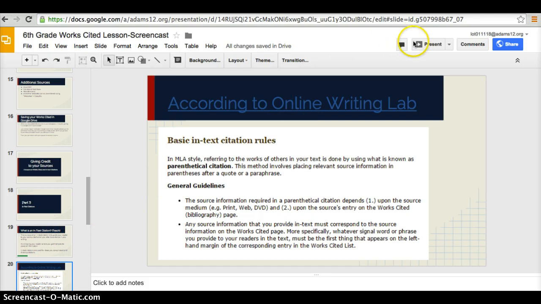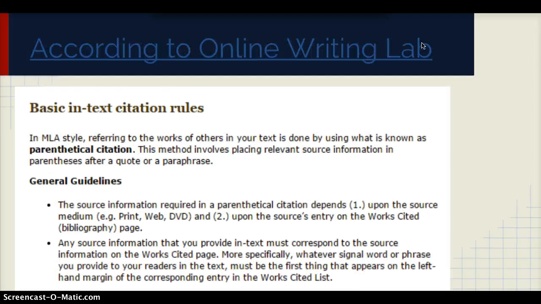And so I'm going to go ahead and go back to big mode here. And I used a really great resource called the Online Writing Lab, which is shortened as OWL. It comes from Purdue, which is a university. And so I took some pieces that were on their website to help you out. So it says here basic in-text citation rules. Okay, so in general, what I just showed you was parenthetical citation. And so what that means is it's in parentheses. You cite in parentheses within your paragraph.